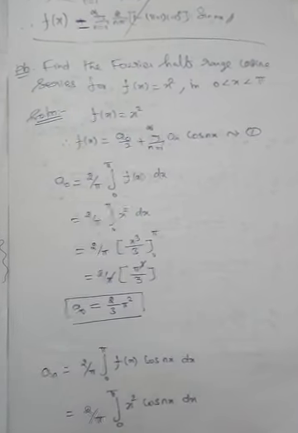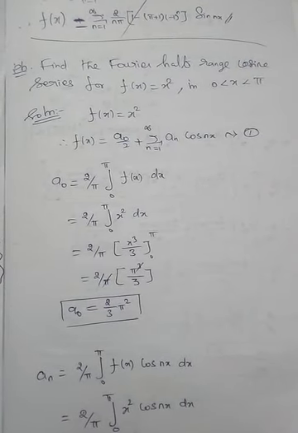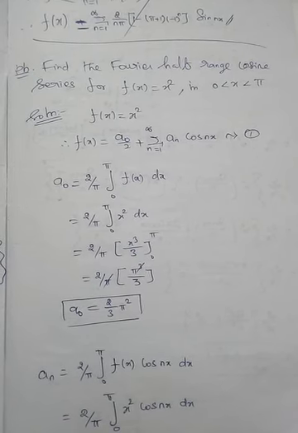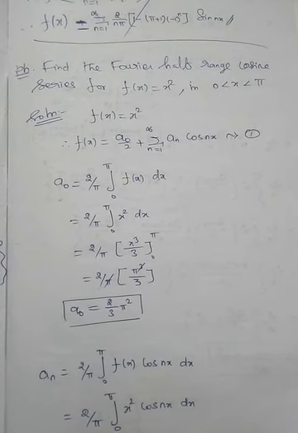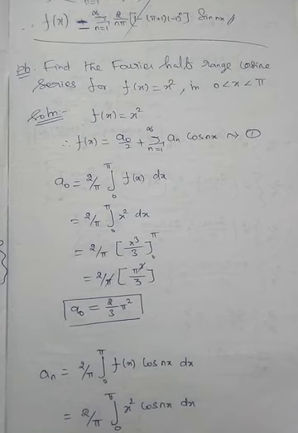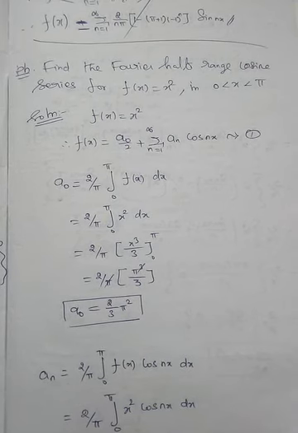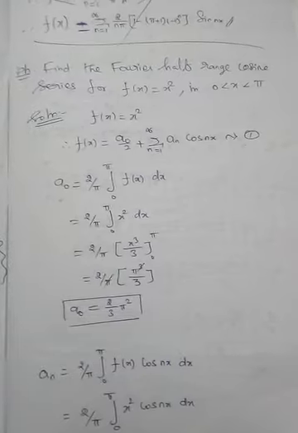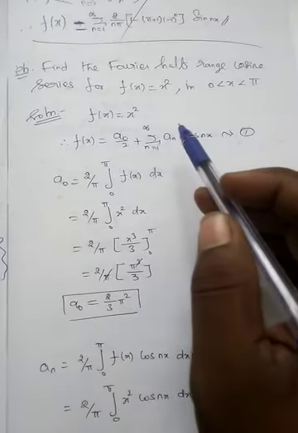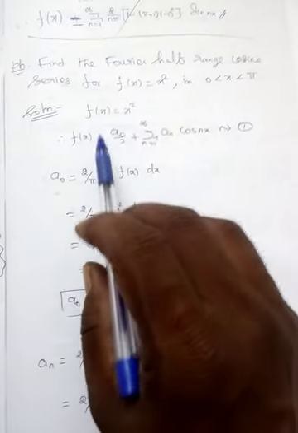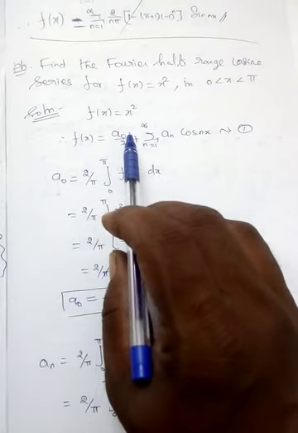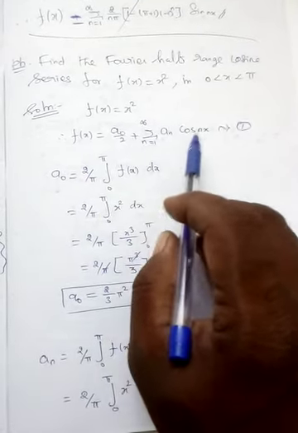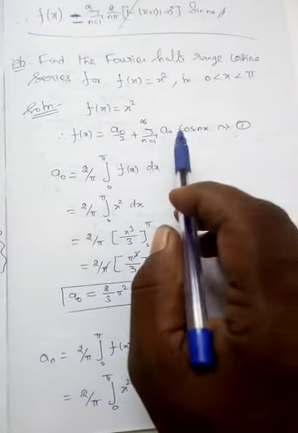So let's see how we solve this. I am given f of x equal to x squared. Then f of x is equal to a0 by 2 plus summation n equal to 1 to infinity an cos nx. Let us take this as equation 1. Am I correct? This is the given function. Why should I take this one?